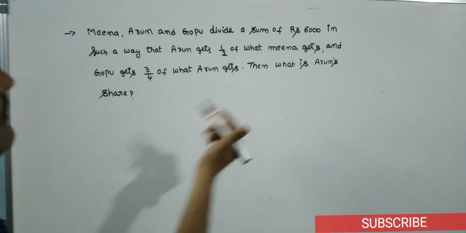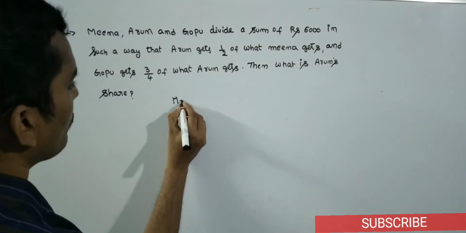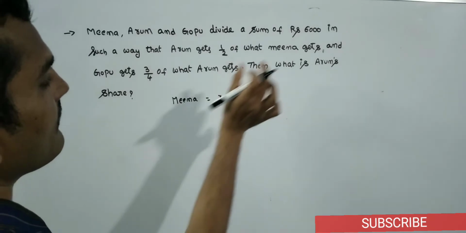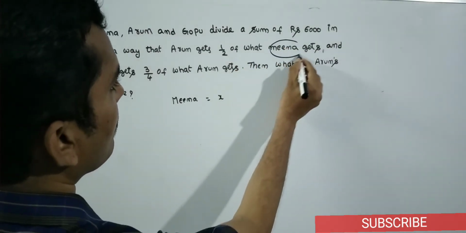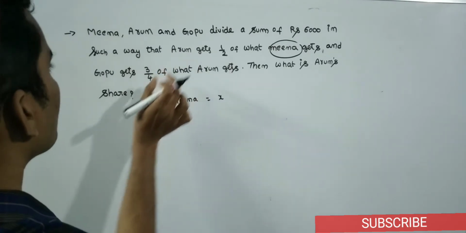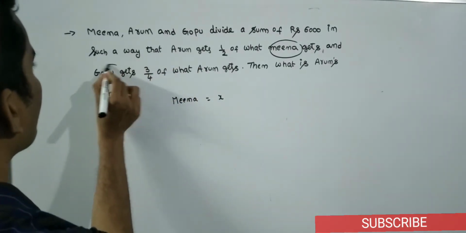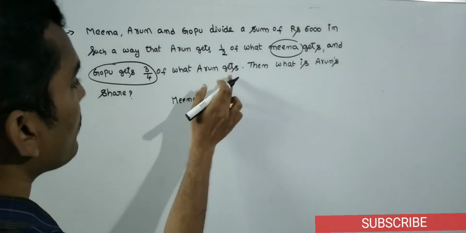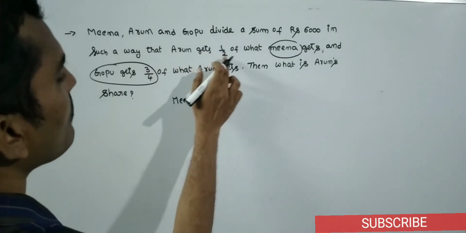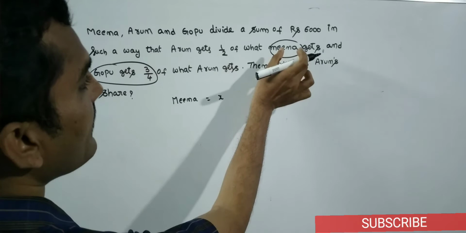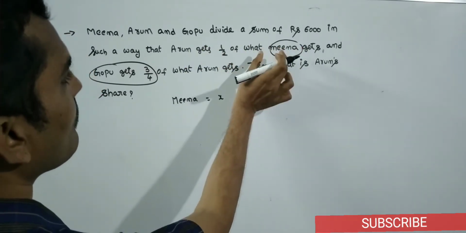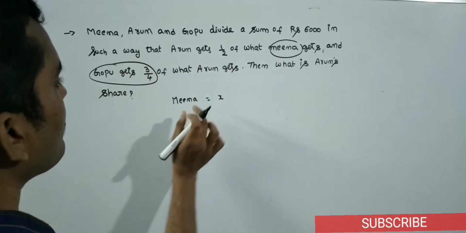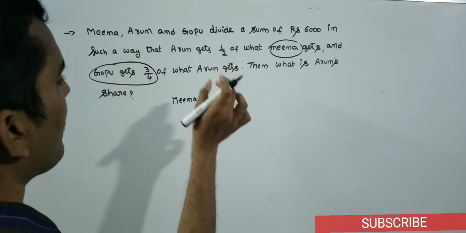See friends, first we assume Meena's share is x. Why have I taken Meena? He has linked Arun's share to the Gopu share. Gopu gets 3/4 of what Arun gets. Arun gets 1/2 of what Meena gets. Meena is not linked anywhere here, but Arun is in both statements. So Meena's share we will assume as x.